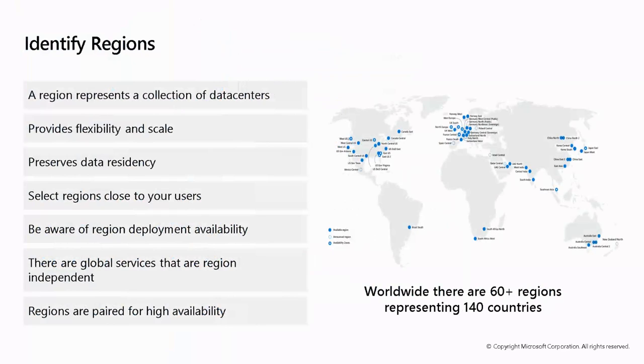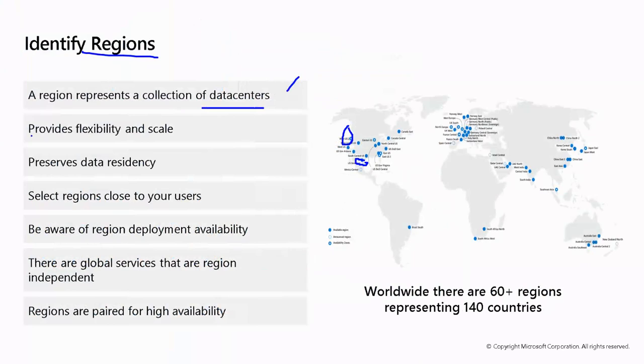So talking about identifying the regions, you know that a region, first of all, represents what? A collection of data centers. Let me find my mouse again. I think it's this one. Yes, it's this one. Okay, here I am. Sometimes I cannot find it. We represent a collection of data centers. So that means that each blue dot here represents not one building, but a collection of data centers.